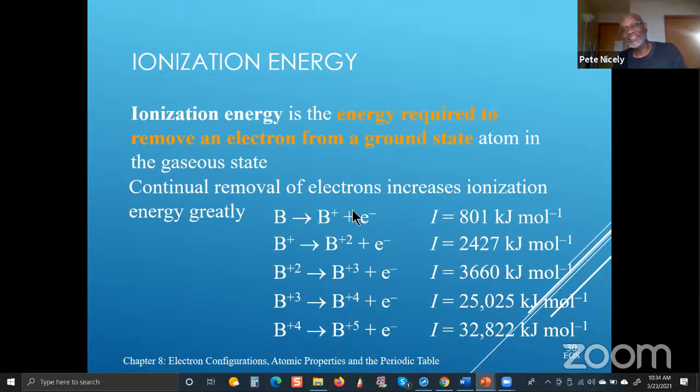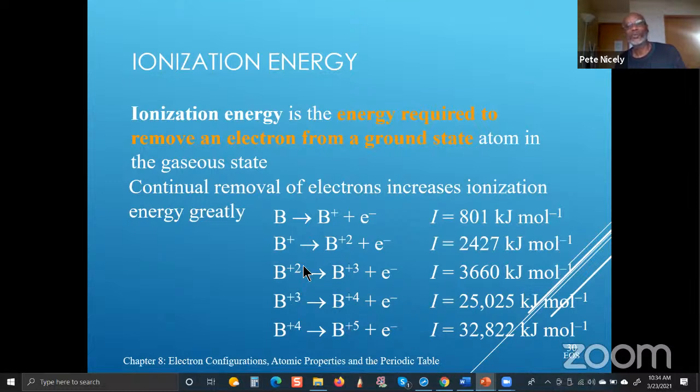One trend you'll observe here is that as you remove one electron and then the next one, more energy is required, right? So in the case of the first step here where one electron is removed, this is the amount of energy required. To remove the second electron, there's an increase. To remove the third electron, a further increase, and so on and so forth, right?